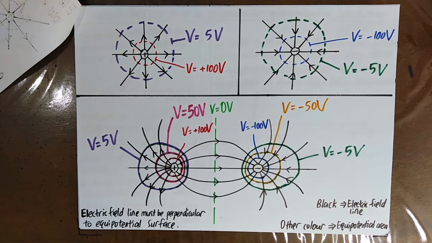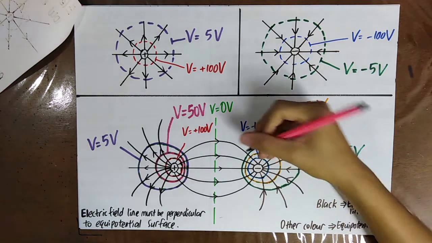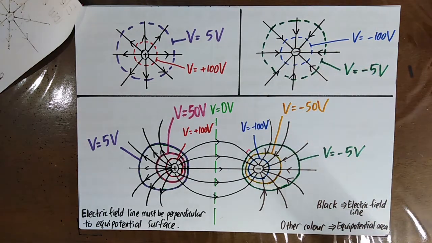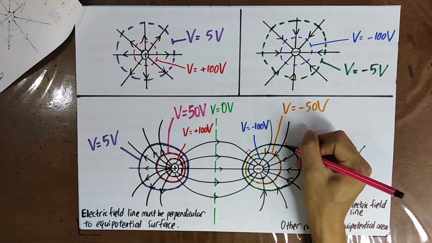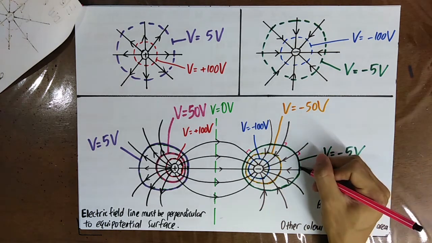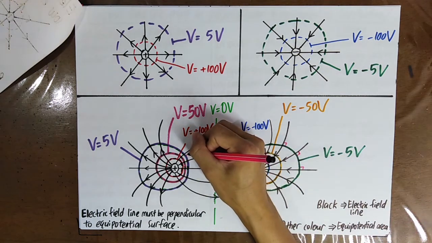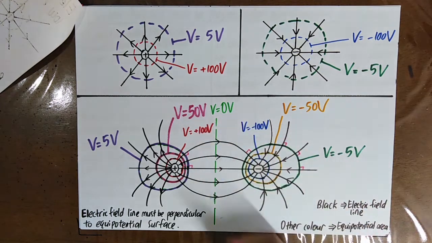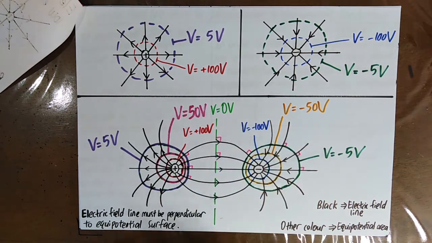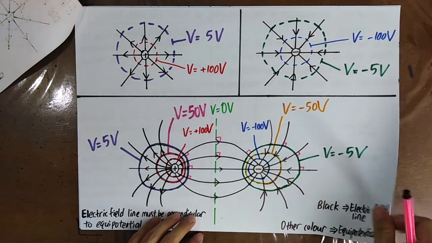Okay, then you also notice that the equipotential surface and the electric field line are perpendicular. That means that they always form a 90 degree angle. They are perpendicular for every equipotential surface. Perpendicular, this is very important. And then why is it perpendicular?